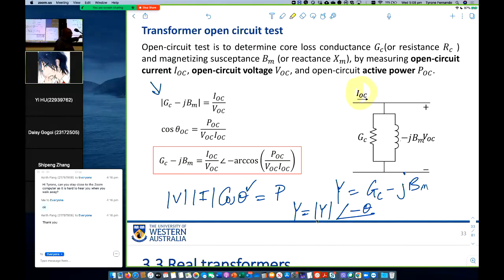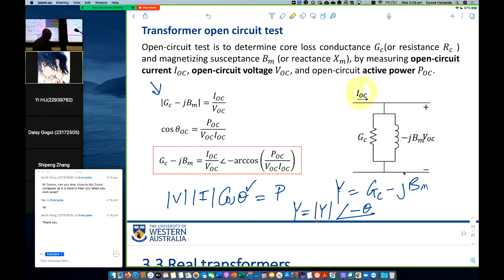Now, this is in polar form. I can then change the polar form into Cartesian form. Then the real part is GC and the imaginary part is BM. So GC and BM I know. If you want to convert it to a resistor, 1 on GC is the resistor, and invert the 1 on BM and you get the reactance, if you want to convert it. So that's the open circuit test.